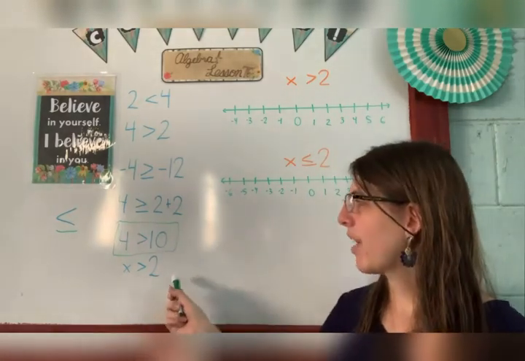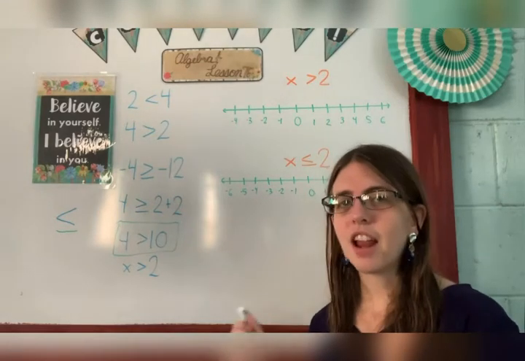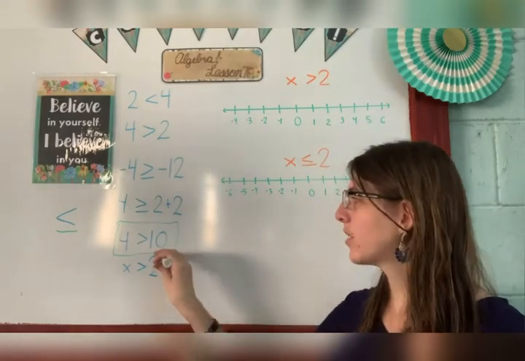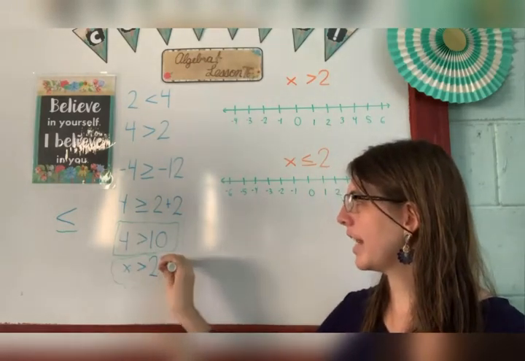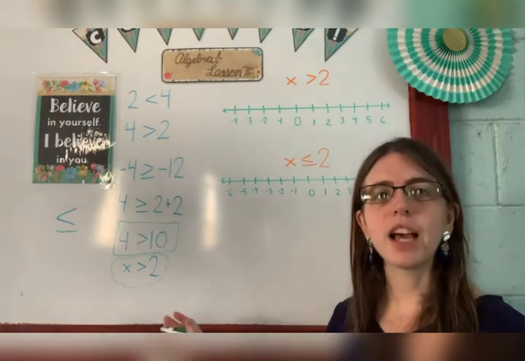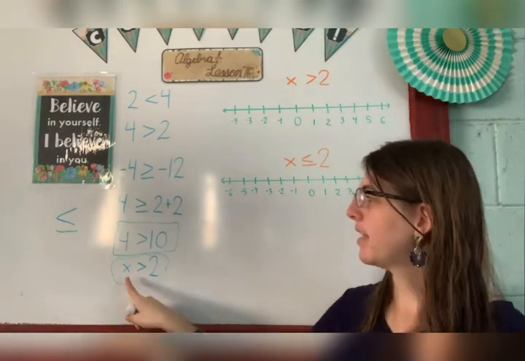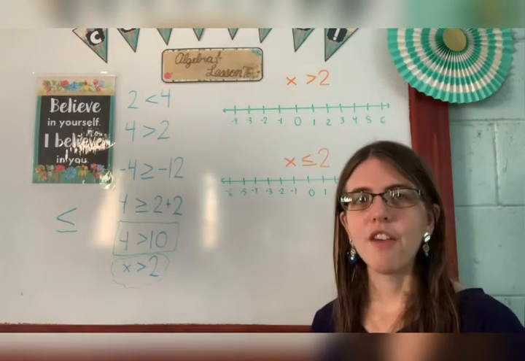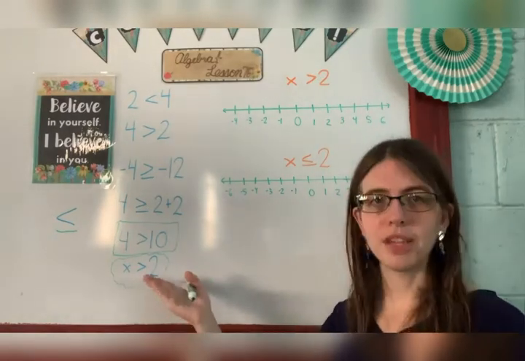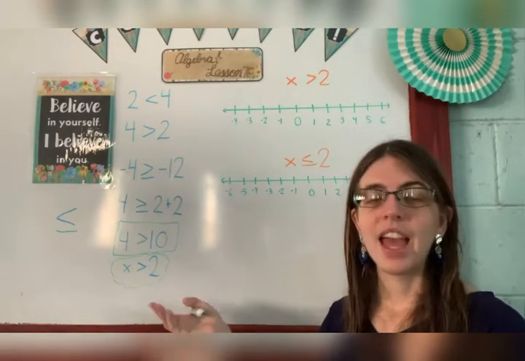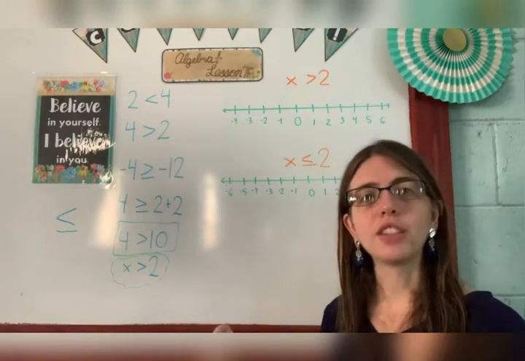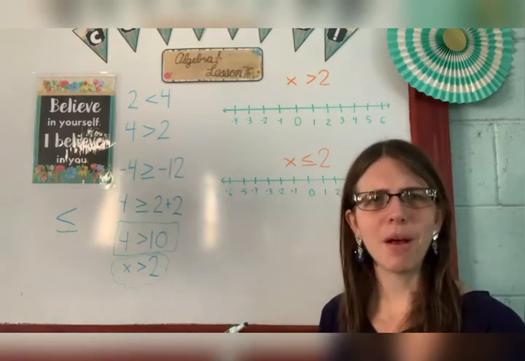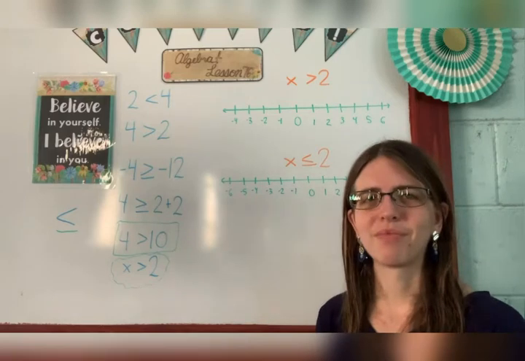X is greater than 2. That's not a false inequality. This is what's called a conditional inequality. Conditional because whether or not it's true is based on whatever X is. If X is 4, then it's true because 4 is greater than 2. If X is 1, then it's false because 1 is not greater than 2. 1 is smaller than 2, so it would be false.